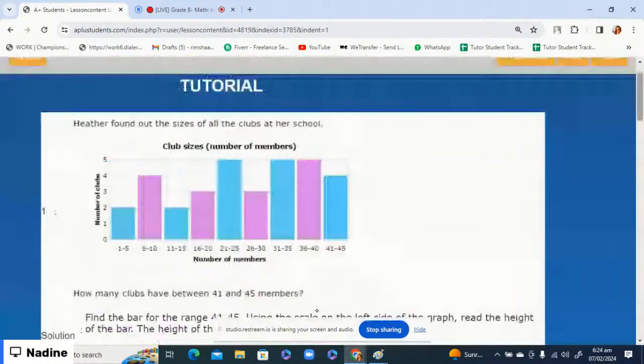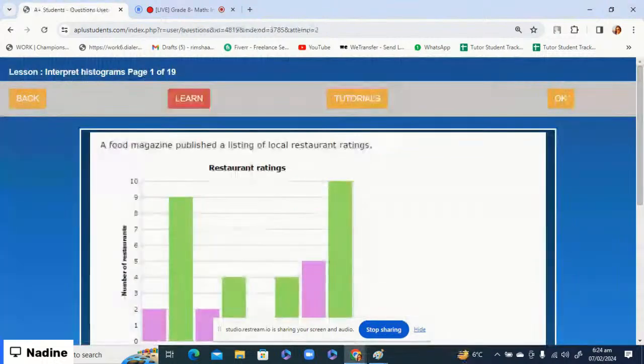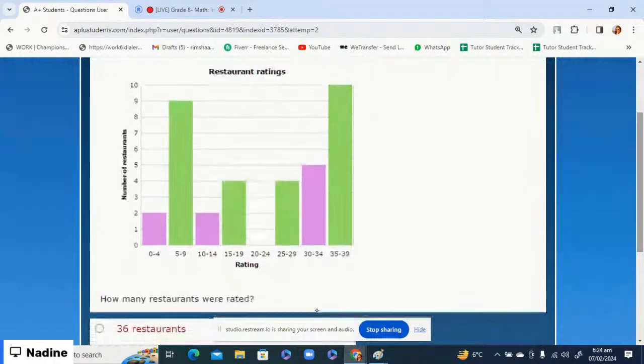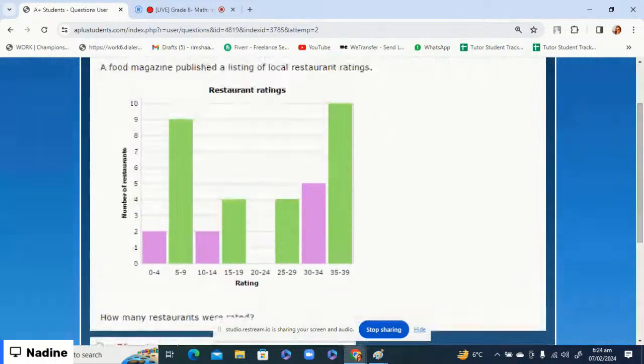Let's do some test questions for that. A food magazine published a listing of local restaurant ratings. This is a local restaurant rating. So how many restaurants were rated? Okay, so this is basically again the same thing. First you draw the table of that.